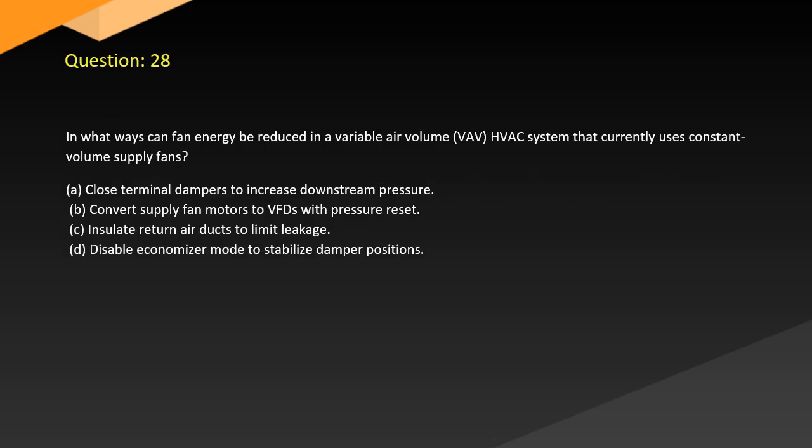Question 28. In what ways can fan energy be reduced in a variable air volume HVAC system that currently uses constant volume supply fans? A. Close terminal dampers to increase downstream pressure. B. Convert supply fan motors to VFDs with pressure reset. C. Insulate return air ducts to limit leakage. D. Disable economizer mode to stabilize damper positions.